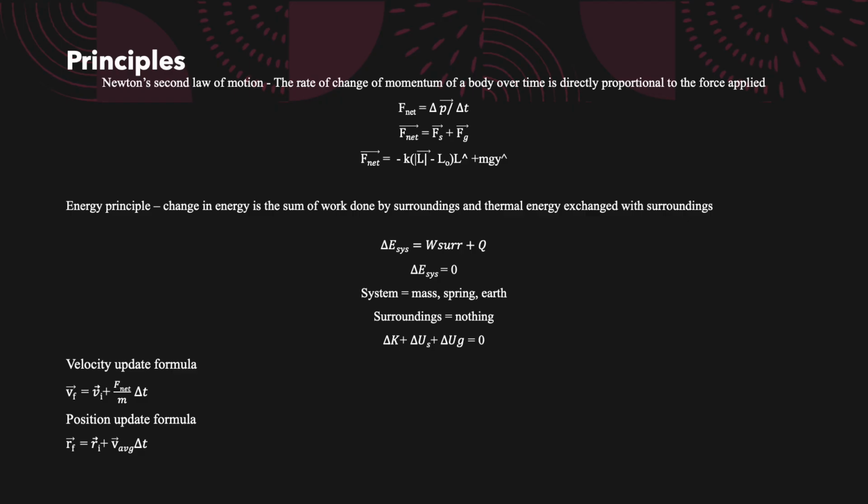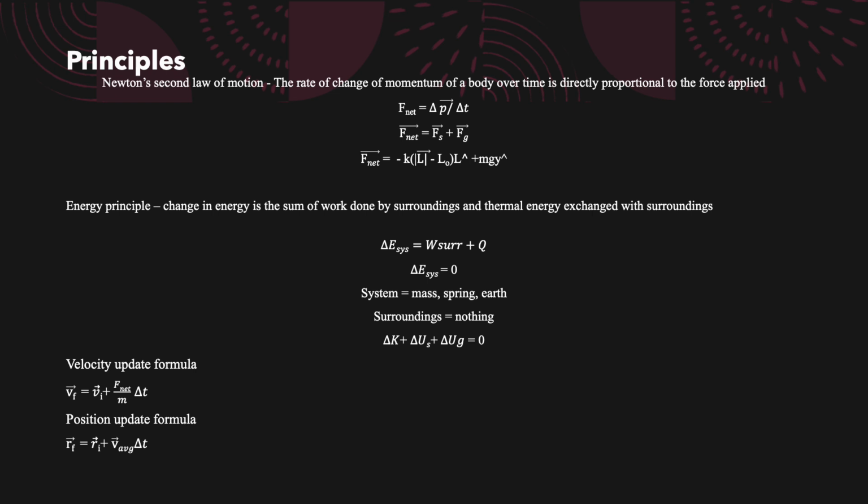The principles used in this lab video are Newton's second law of motion, which states that the net force is equal to the change in momentum of a body over time. So the net force for this experiment is the spring force plus the gravitational force. I also use the energy principle, which is that the change in energy is the sum of work done by the surroundings and the thermal energy exchanged with the surroundings. So delta E of the system is equal to the work done by the surroundings plus Q.